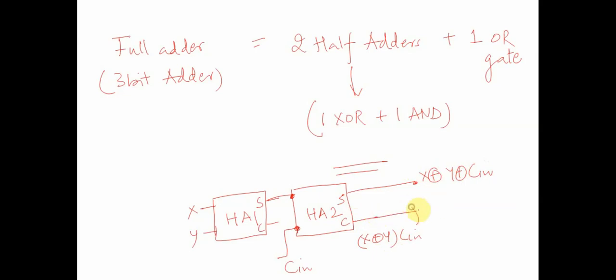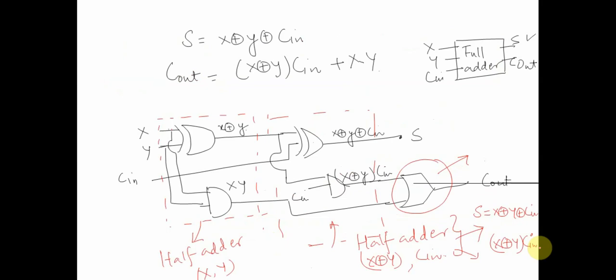We need to have an extra OR gate, which will tap this carry out, C out. This is C out to generate x XOR y, c in plus x out. So what we saw over here was we looked at a 3-bit adder and we realized a 3-bit adder using a 2-bit adder.